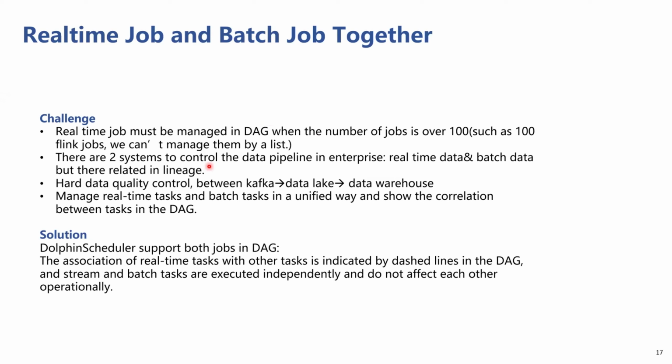So we solve the data pipeline for real-time and batch jobs together. That means you can continuously run a real-time job and run a batch job before or after that. And also we have hard data quality and soft data quality controls. So you can see the collaboration between the tasks and the DAGs, and we can support that.